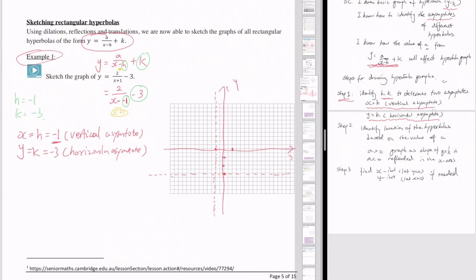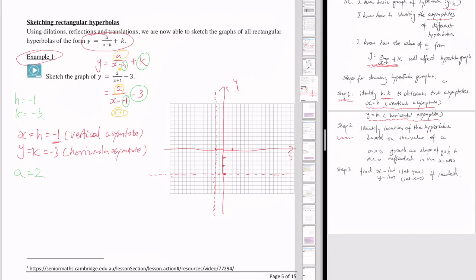Alright, and now step 2, identify the location of the hyperbola. This is based on the value of a. On your general form, you can see a is on the top of the fraction, which is the numerator, and in the equation given in example 1, your value of a is 2. Okay, so you can write this down, a is equal to 2.